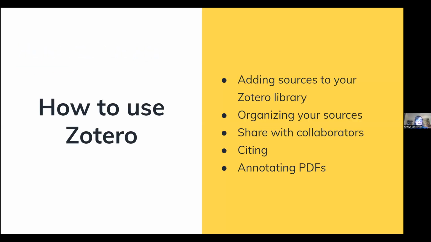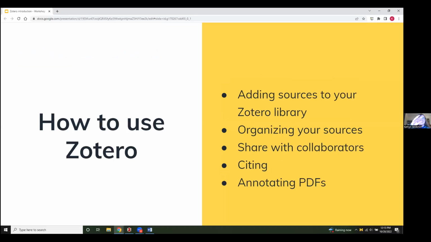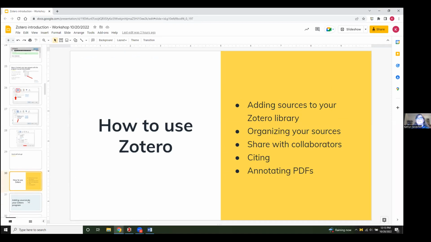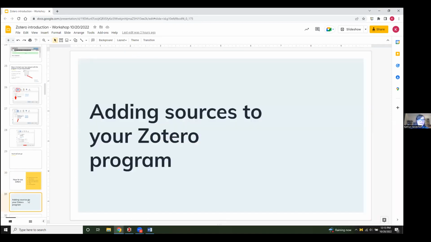So next we'll talk about how to use Zotero. So we'll talk about adding sources to your Zotero library, organizing your sources, sharing with collaborators, citing and annotating PDFs. We'll see if I can get through this in the time that we have allotted. If not, you'll have screenshots in these slides to refer to. So I'm going to go live here, and we'll talk about adding sources to your Zotero program.